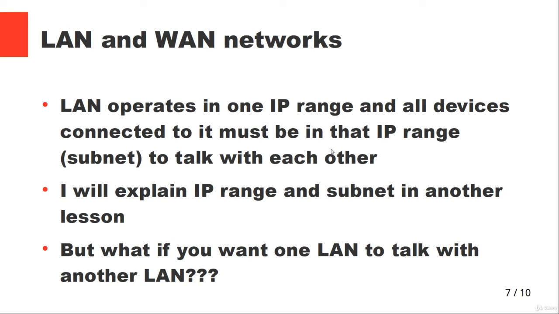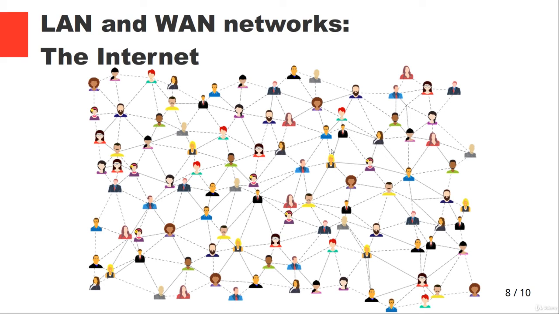But what if you want one office to talk with another office, and one office is, let's say, in Dublin, and another one is in New York or London? How can those two LANs talk with each other? That's what the internet is used for. You see those different people, each of them can represent one single LAN, and the connections between them will be the internet. So you can have a person in one office talking with a person in another office in another country, or people exchanging information between different homes, and so on. That's the internet.